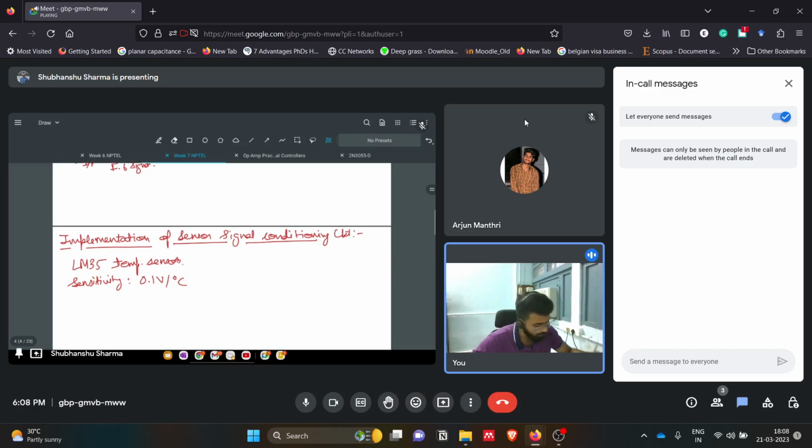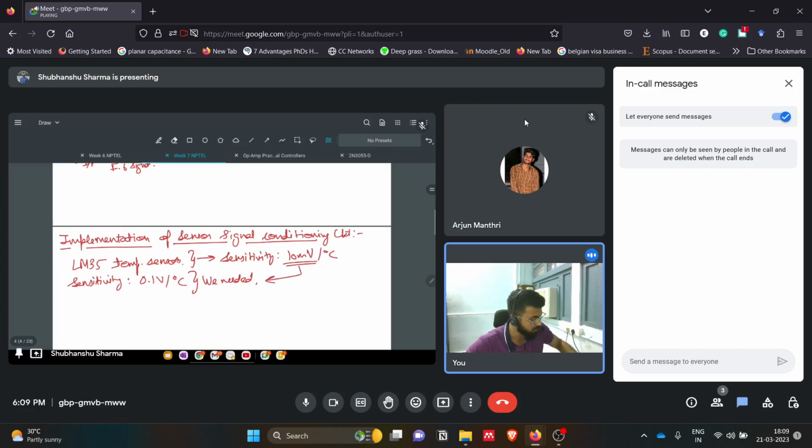But we cannot use the sensor directly, as we will be needing some signal conditioning circuits also, just to amplify this. So this is what we needed, but the sensitivity of the sensor was 10 millivolt per degree Celsius.